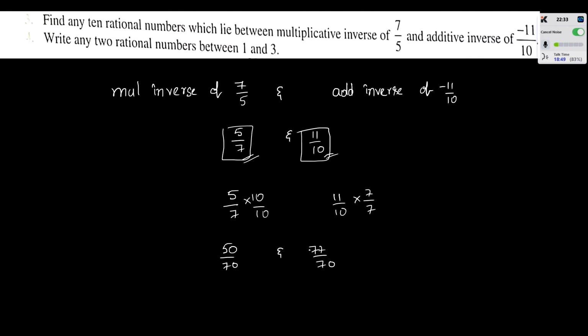Now we can easily find 10 rational numbers. If we can't find 10 rational numbers, again we can multiply with 11 by 11, or again we'll multiply with 2 by 2, like that. Okay, now clearly we can find 10 rational numbers between 50 by 70 and 77 by 70, starting from 51 by 70, 52 by 70, and so on to 76 by 70. That's it.